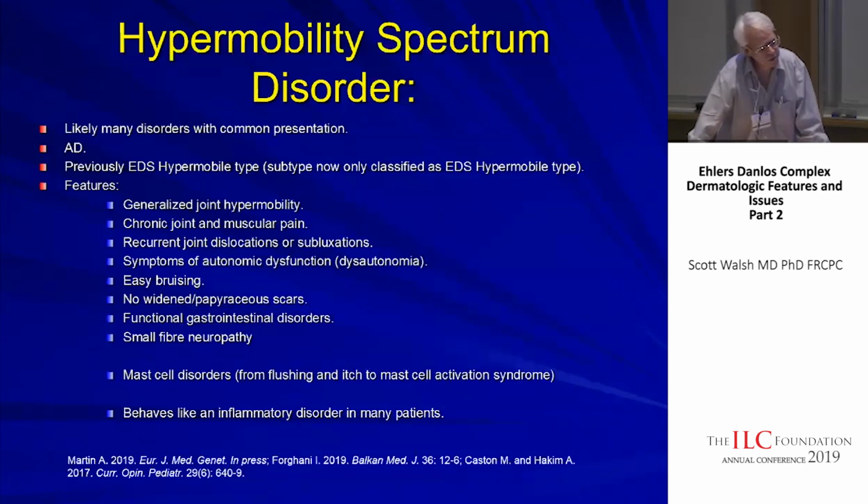The features: generalized joint hypermobility. We use the Beighton score as the criteria for cutoff, but if a person doesn't have a 4, 5, or 6 out of 9 on the Beighton score, then we have to look at the other joints as well. Are they hypermobile in different joints that aren't assessed by the Beighton score?